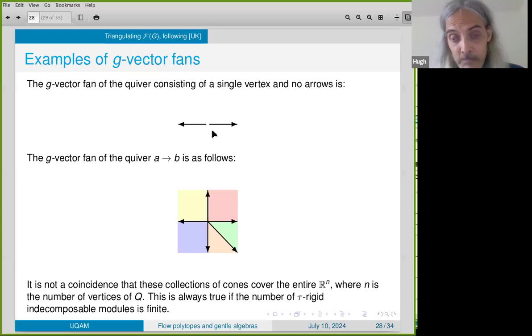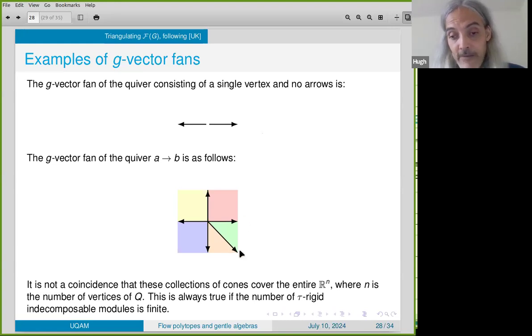Let me give you a couple of examples, just to have something in your mind about what they might look like if you've never seen such a thing before. For the quiver that consists of just a single vertex and no arrows, this is happening in K0 of proj Lambda, the free abelian group on a single generator, so just inside of Z. We have an indecomposable, the simple, which is projective, so its class is just itself. Then we have the shifted projective, whose class is negative itself, and that's it. So that's the G-vector fan. We just have two rays pointing in opposite directions.